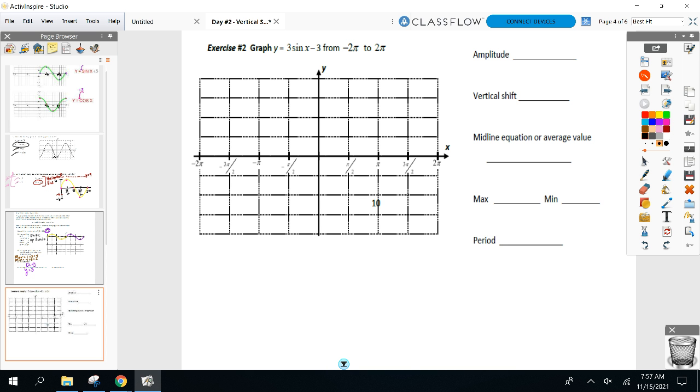I don't have to answer these in any particular order, but the last thing I should have you guys do is graph. Get all the information first. Where are my zeros? Where are my min and max? The last thing you should be doing is graphing. So let's try to fill in as much as possible here. Vertical shift. Look at the equation. Where am I shifting this? Down 3, right? Right here. Minus 3, I'm going down 3.